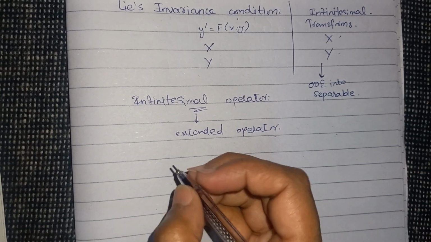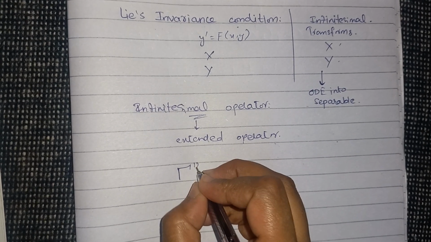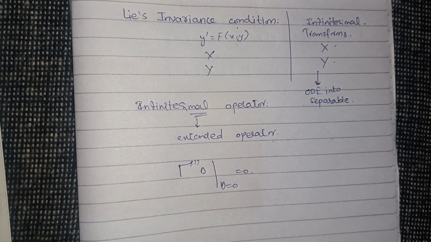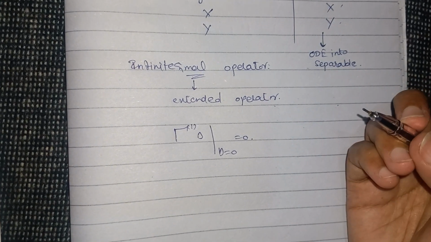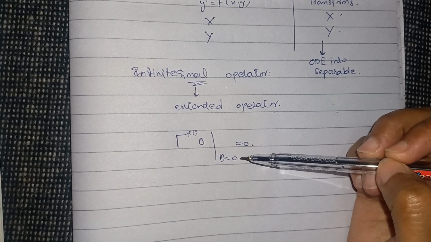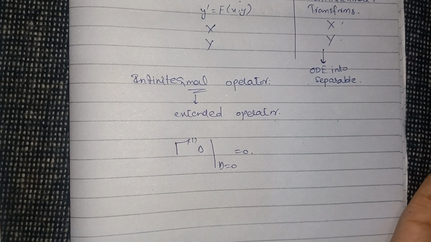And what was the benefit of it? Here we developed Lie's invariance condition, that is gamma 1 of delta at delta is equal to 0 is equal to 0. And here we discussed that if we are given the values of capital X and capital Y, we just need to substitute the values in this term, and if that term is equal to 0, then we say that this equation is invariant under the Lie group.